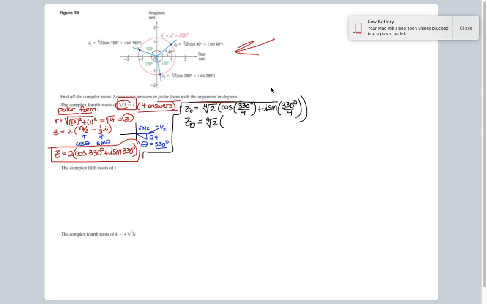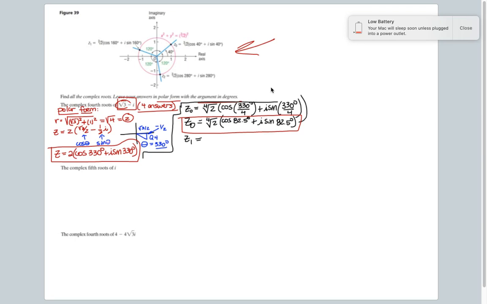So I'm going to take what's 330 divided by 4. It's 82.5. Plus I times the sine of, again, 82.5 degrees. So that right there is my first fourth root of that particular complex number.